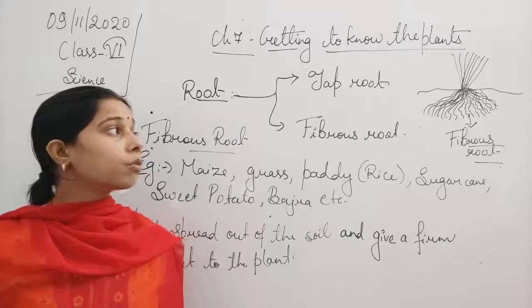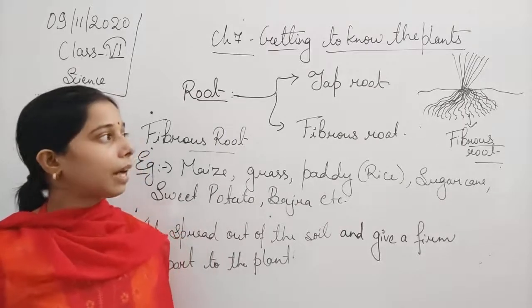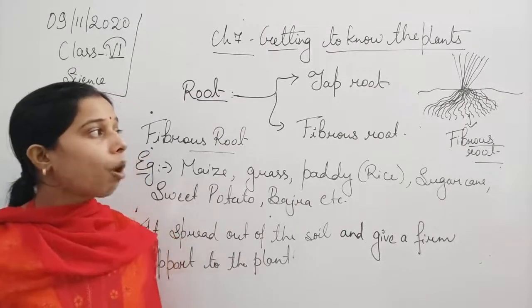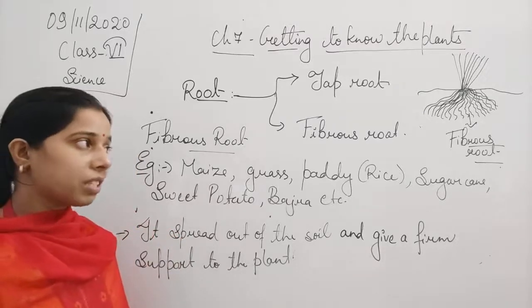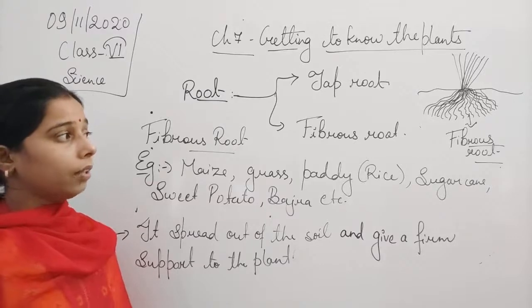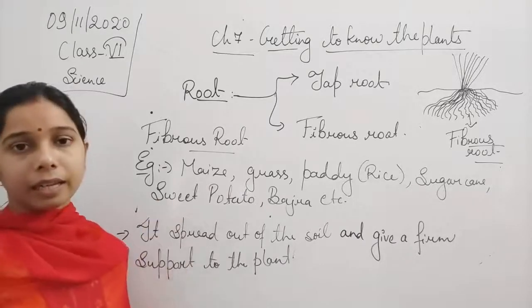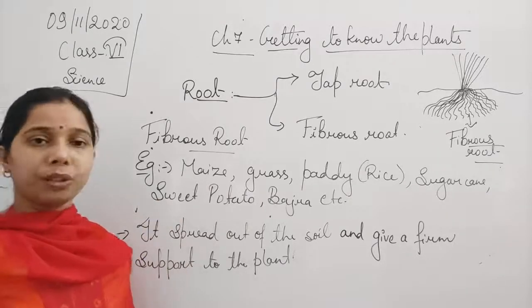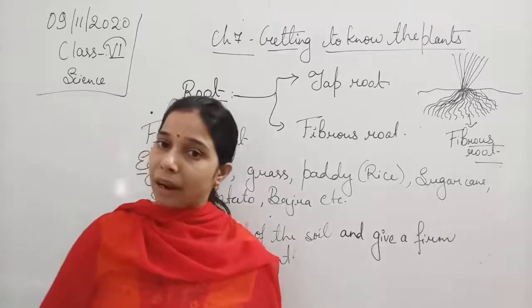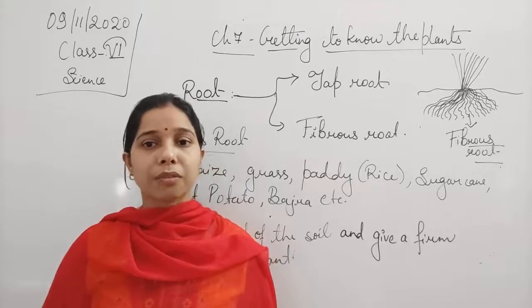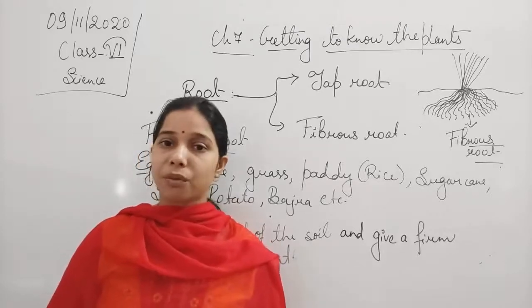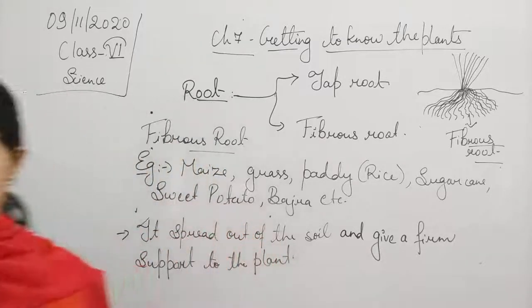Okay, so there is no such kind of main root and lateral root. It all will come from the same point. Most of them are of similar size and they appear like a fiber, and that is why the root is also termed a fibrous root. So this is the basic difference between the tap root and the fibrous root. Okay, students.